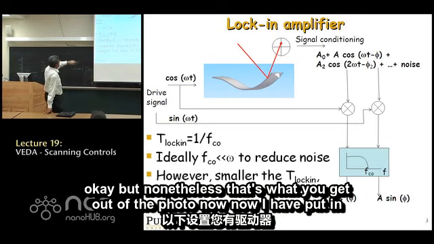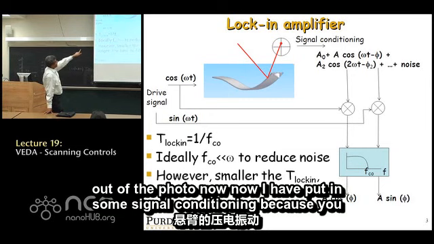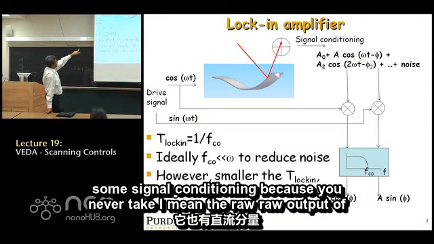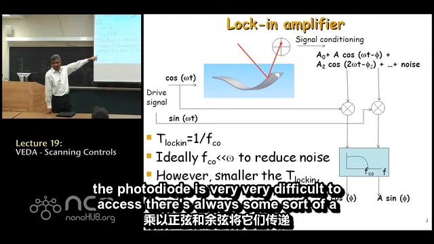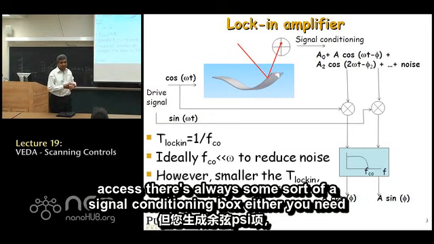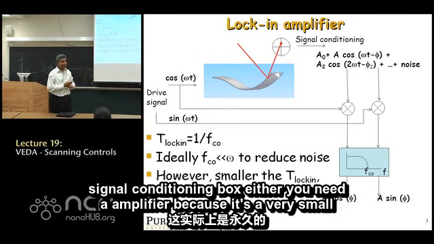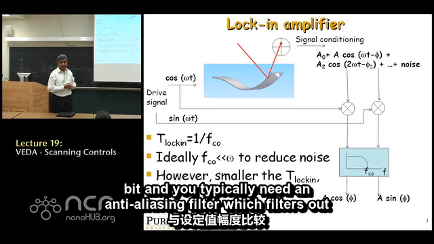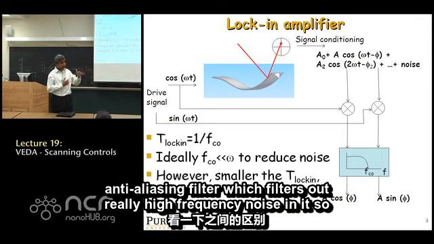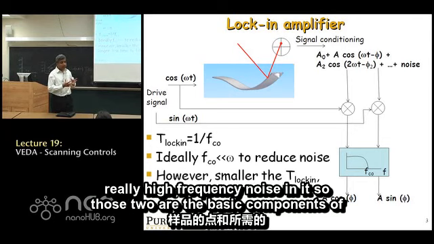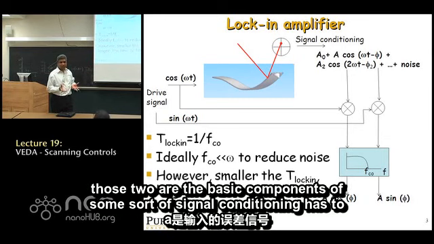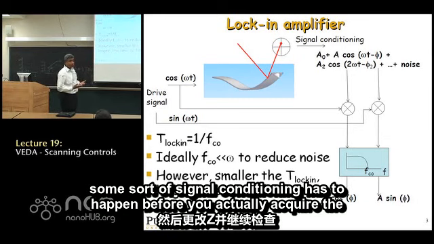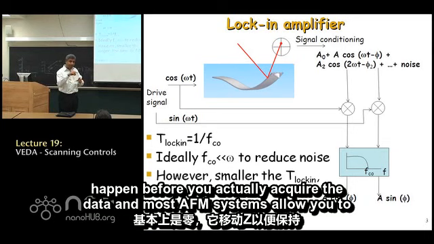Now, I have put in some signal conditioning, because the raw output of the photodiode is very, very difficult to access. There's always some sort of signal conditioning box. Either you need an amplifier, because it's a very small signal, you need to amplify it a little bit, and you typically need an anti-aliasing filter, which filters out really high frequency noise. Those two are the basic components of signal conditioning that has to happen before you actually acquire the data. And most AFM systems allow you to plot the output of the photodiode.